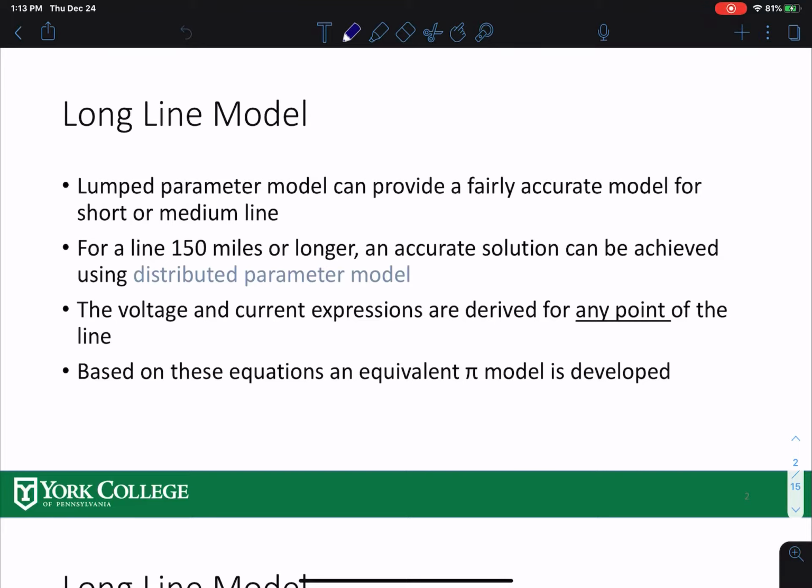But if your line length is really long, like say 500 kilometers, 1,000 kilometers, then you need the ability to find the line parameters at any distance you want. That is the long line model, which is basically called the distributed parameter model.